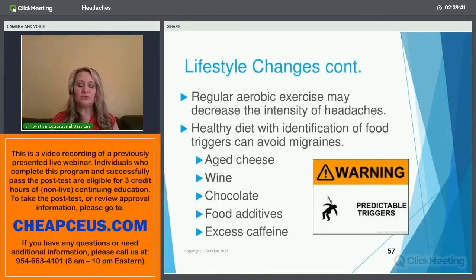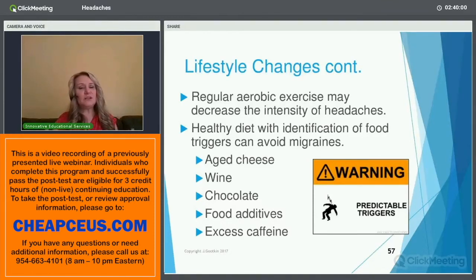They have found that individuals who participate in 30 minutes of aerobic activity 3 times a week were able to decrease the intensity of their headaches. Mixed results on whether it changes the frequency, how often they have their headaches, but it did help decrease the intensity of those headaches.